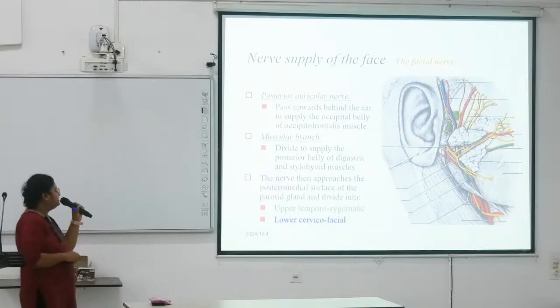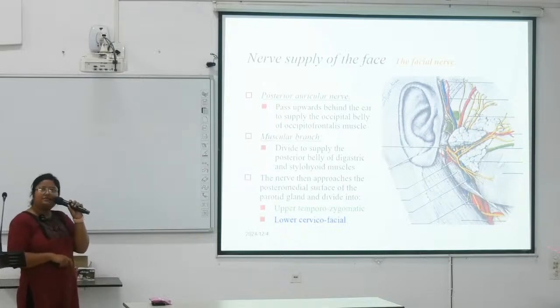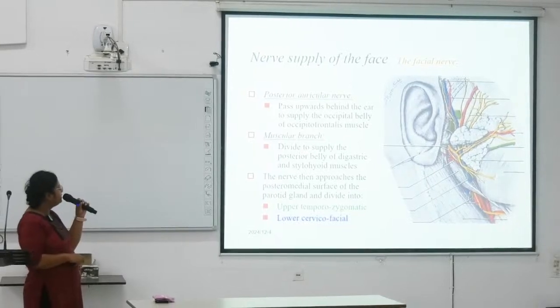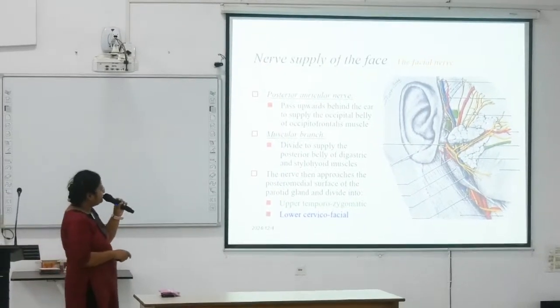Okay, now it is giving the muscular branches supplying the face. Divide to supply the posterior belly of digastric and stylohyoid. Okay, and the nerve then approaches the posteromedial surface of the parotid gland and first divides into 2 branches, and these 2 branches again divide into a total of 5 branches: upper temporozygomatic and lower cervicofacial. Okay. Here it is entering into the gland.